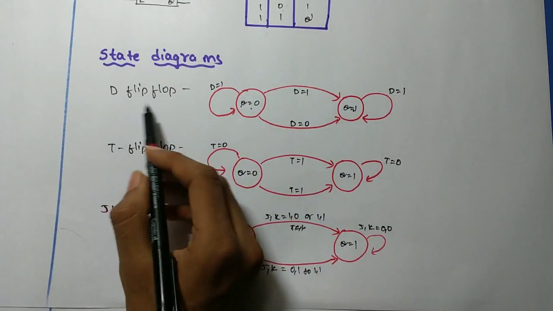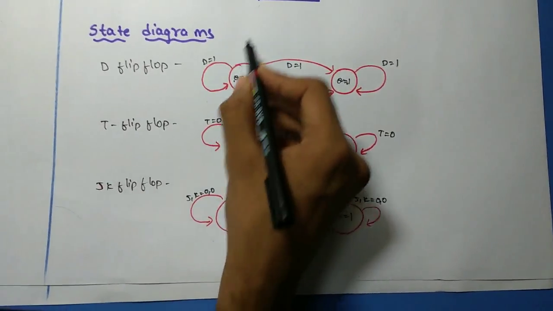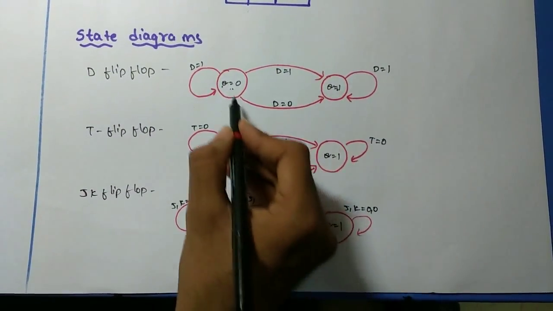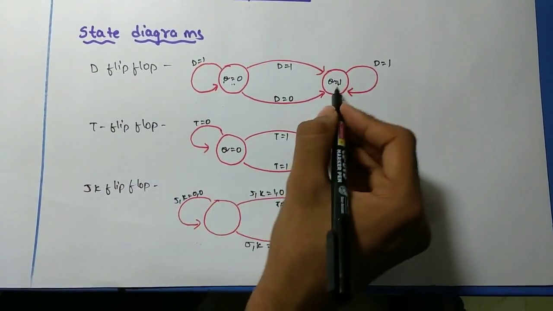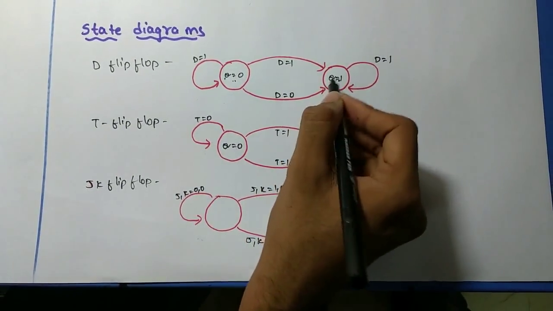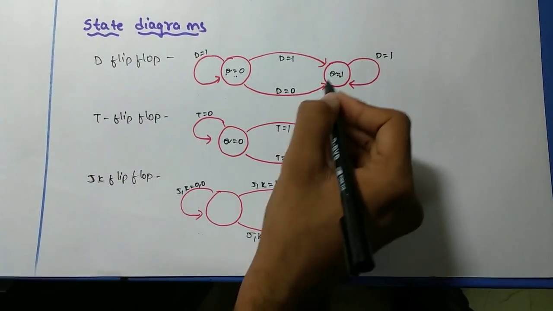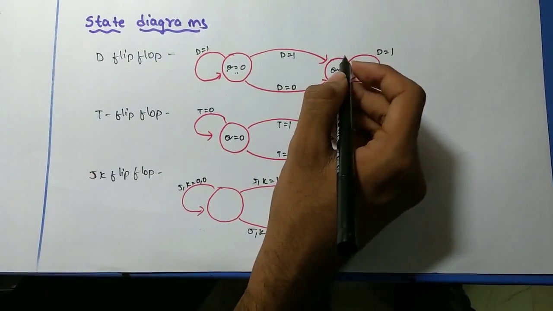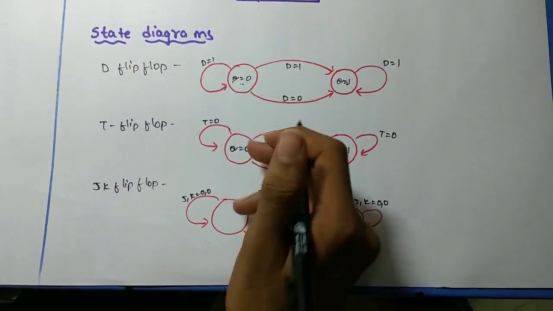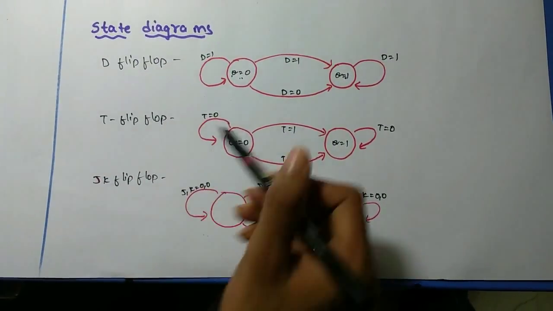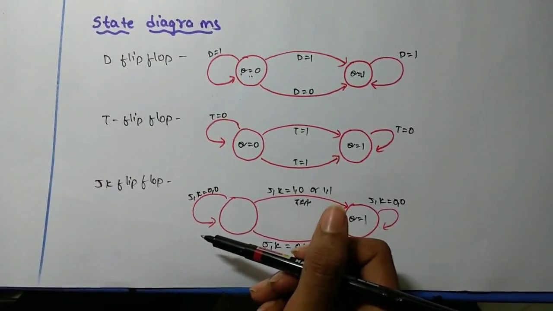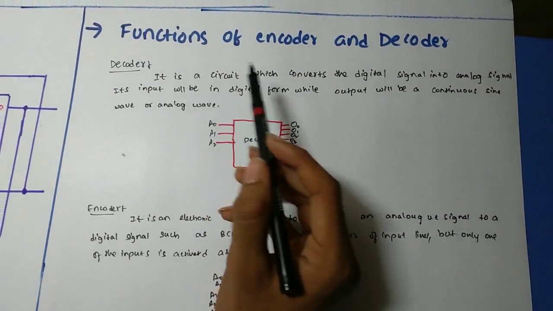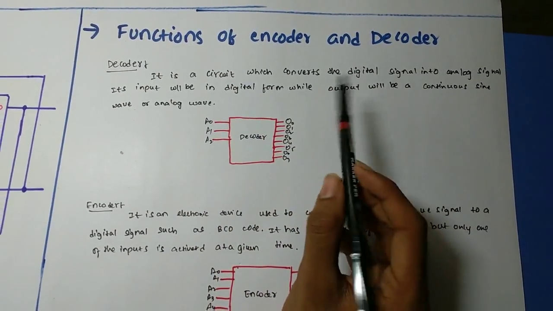See, for the D flip-flop, this is one input, and it goes to 1. And if we give 0 as the input, it goes to this state, and if again we give 1, it comes to this state. This is the D flip-flop state diagram, and similarly we can see here the T flip-flop state diagram and the JK flip-flop state diagram. Now I am going to tell you about the encoders and the decoders.